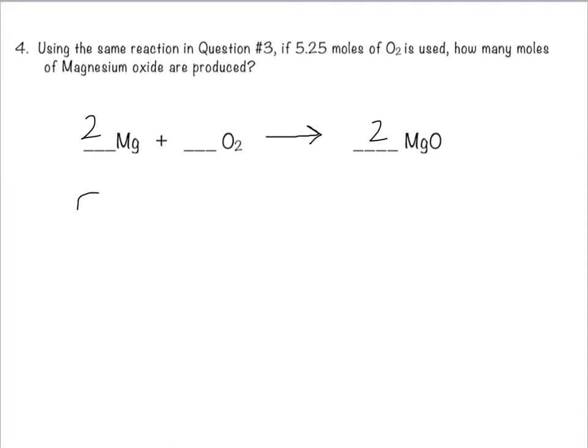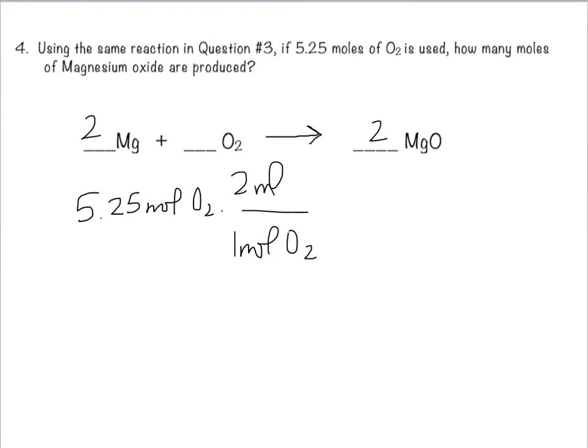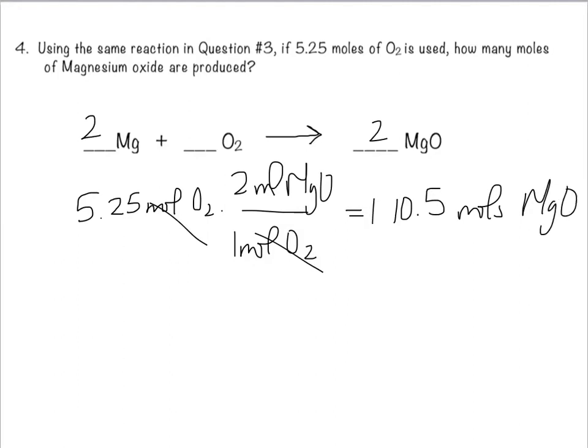I'm going to start out with 5.25 moles of oxygen. Well, I know for every 1 mole of oxygen, I get 2 moles of magnesium oxide. Moles cancel. I can stop at this point because it's only asking for moles. It did not ask for mass. So 5.25 times 2, and with 3 sig figs, that should be 10.5, the unit moles of magnesium oxide.